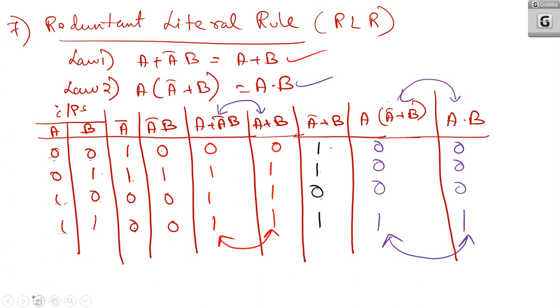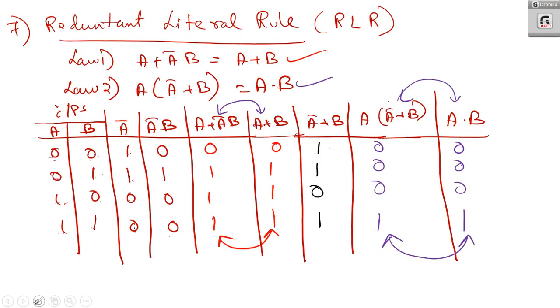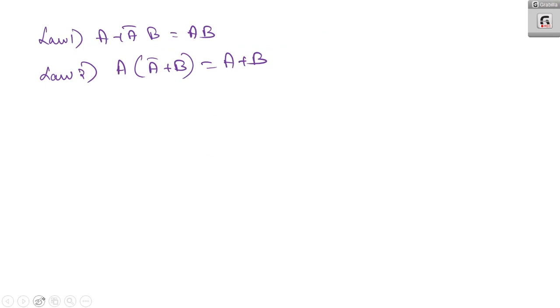So to have a logic circuit of it, A or A bar B. What is the first law? First law is A or A bar B is same as AB. Second law is A and A bar or B is same as A or B. Sorry, first one is A or B. This is A and B.